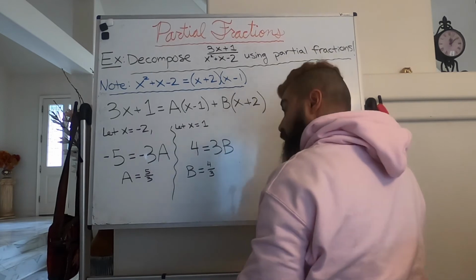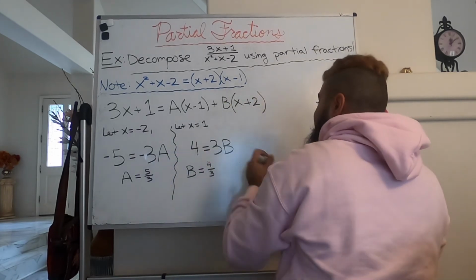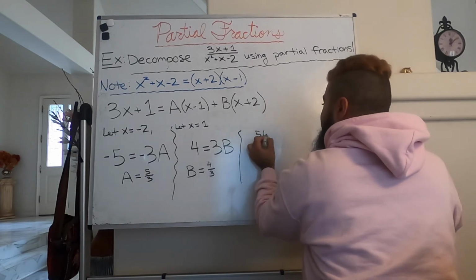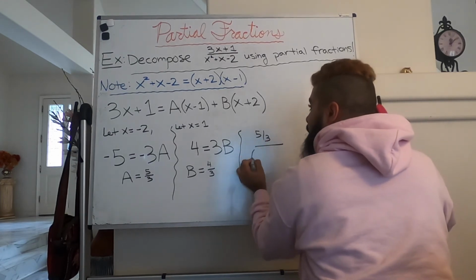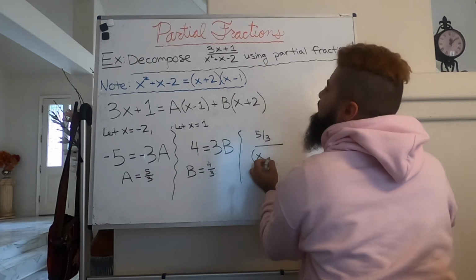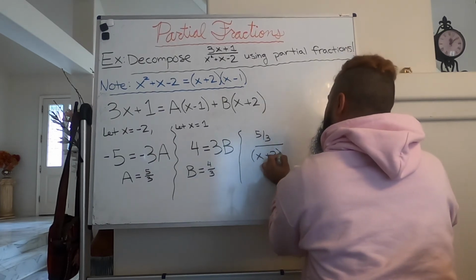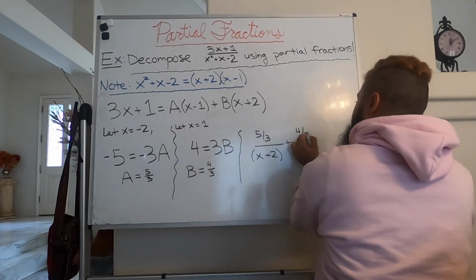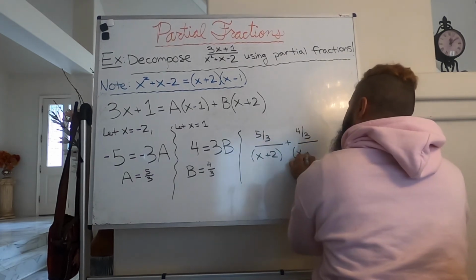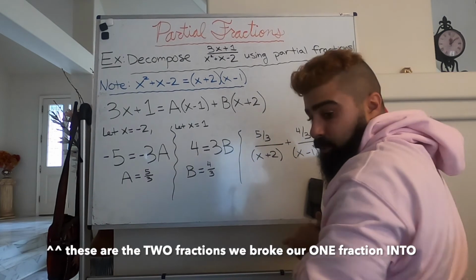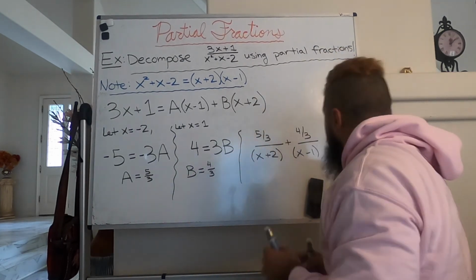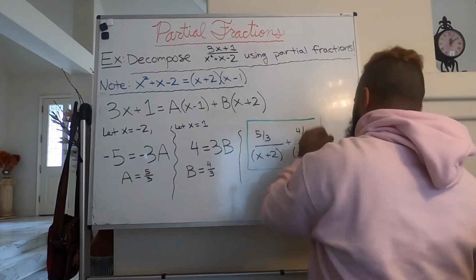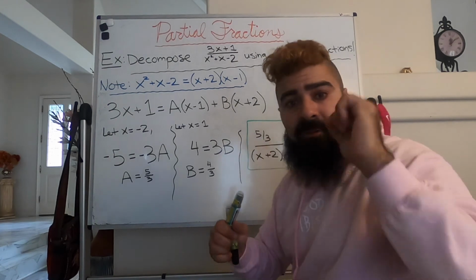So these are our coefficients. That means I can rewrite the above as (5/3) over (x + 2) plus (4/3) over (x − 1), as my means of using partial fraction decomposition to decompose the above fraction into two. And that's all for partial fractions.